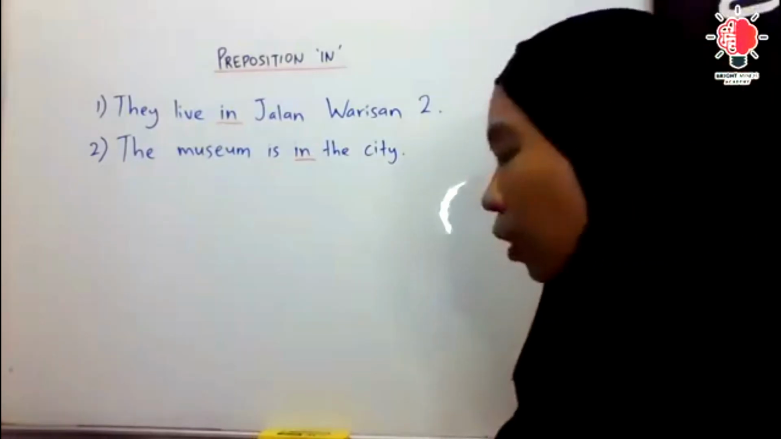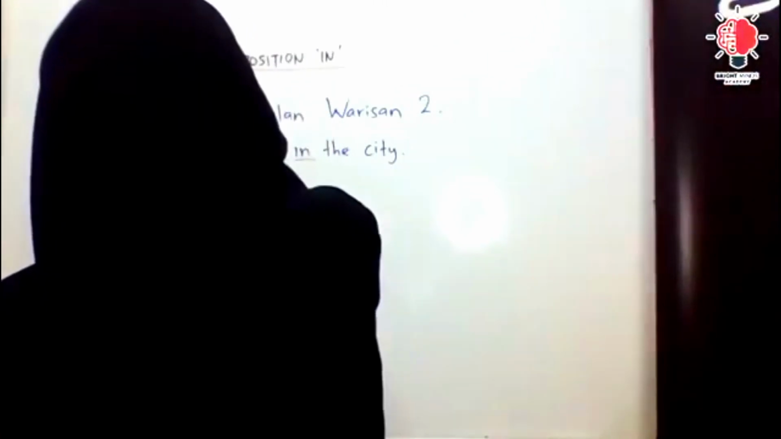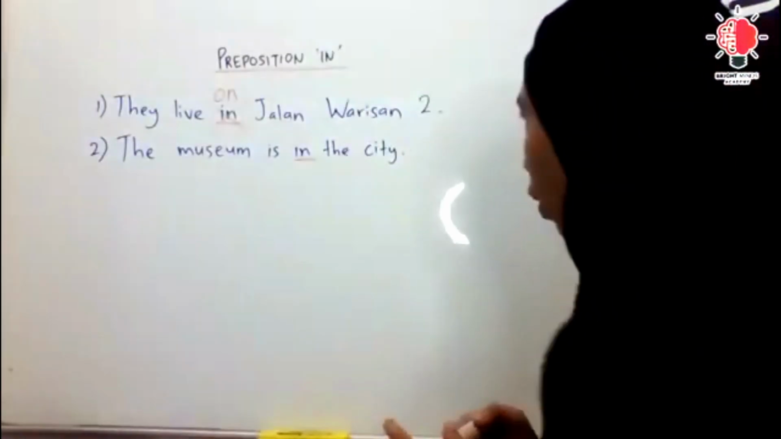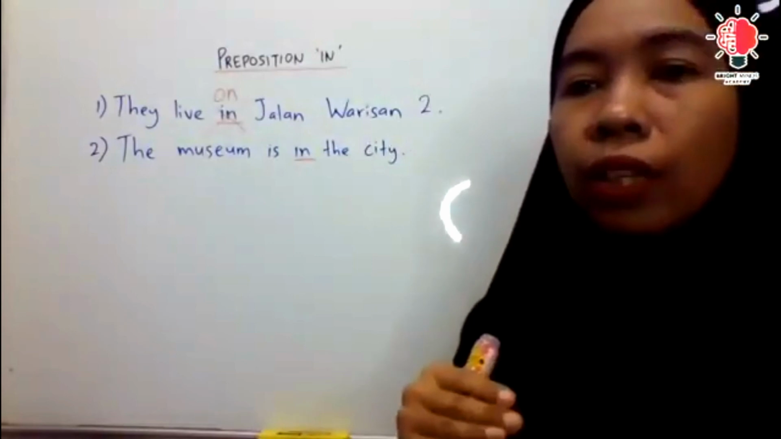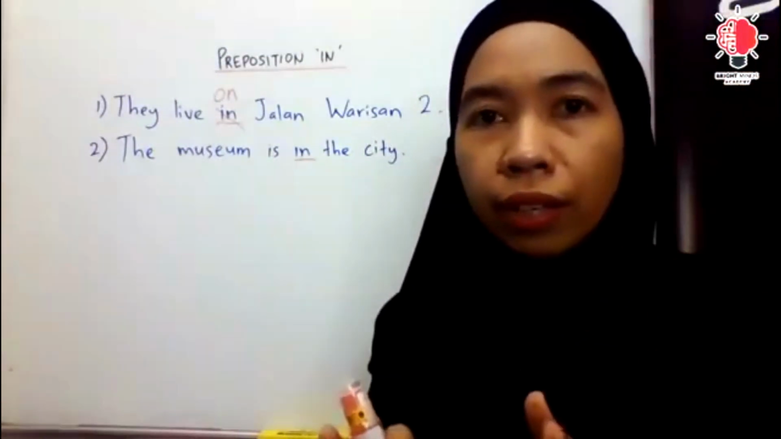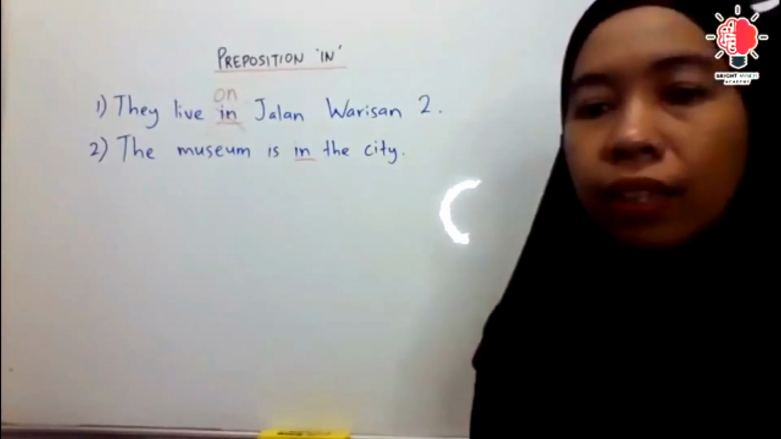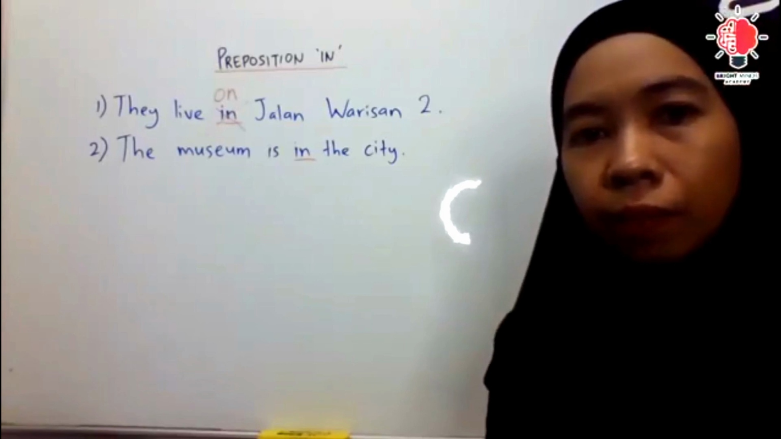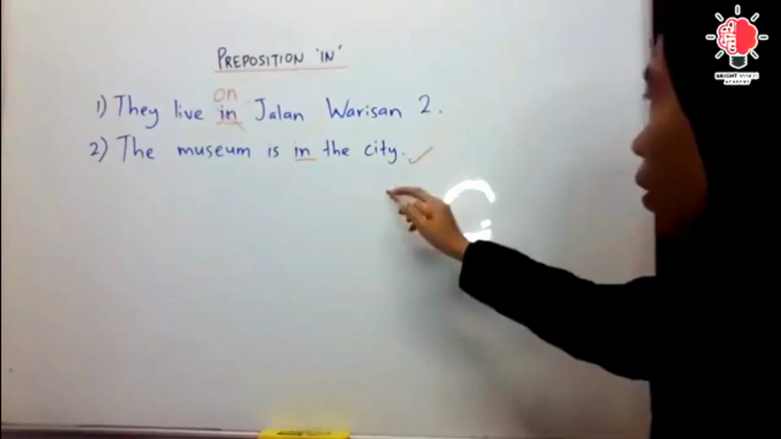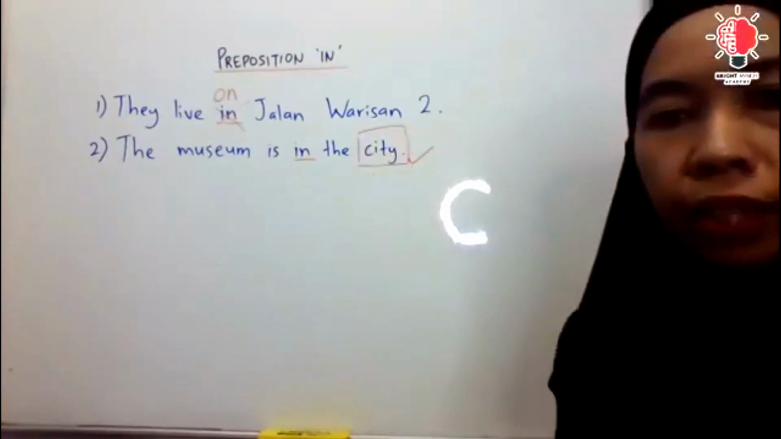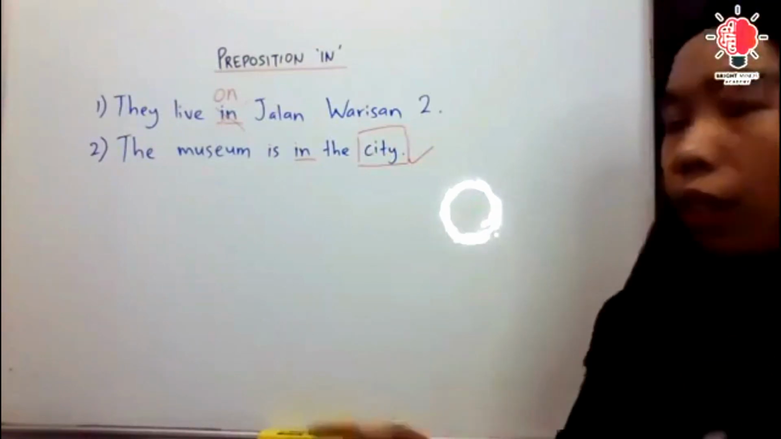No, it is not. So, it's supposed to be on. So, be on because Jalan Warisan 2 is not an enclosed area, right? Okay. The museum is in the city. Is it correct? Yeah, it is correct. Okay, the museum is in the city. So the city has borders. Okay, so when the area has borders, then we use in.